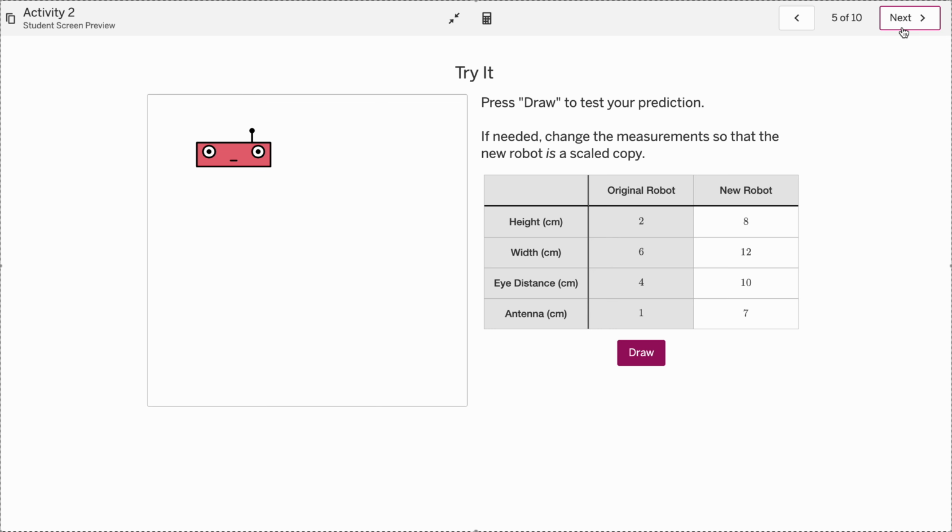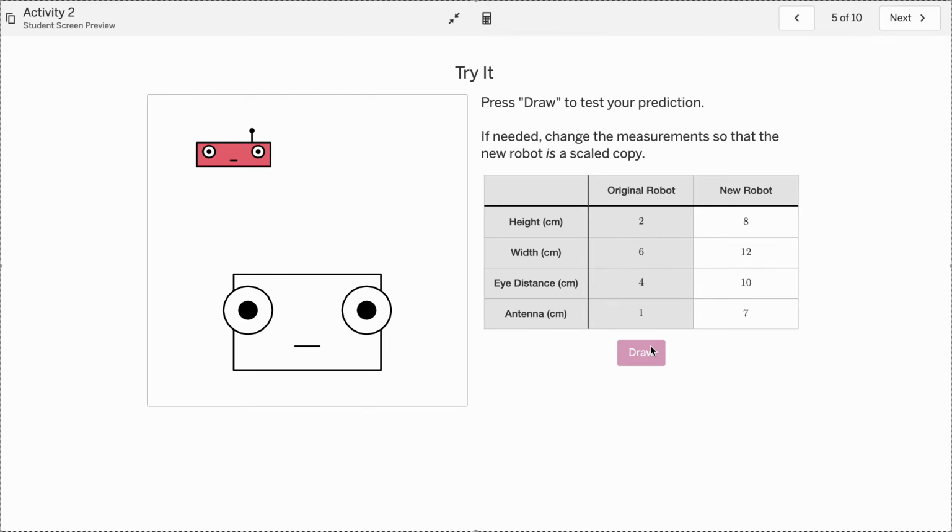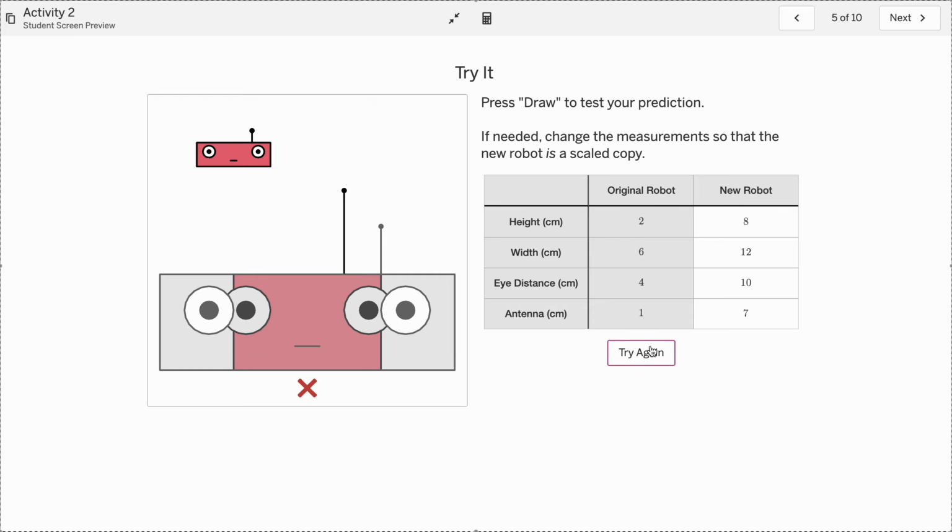Now I want you to try it. Press draw to test your prediction. If needed, change the measurements so that the new robot is a scaled copy. So if I leave my measurements as they are and I press draw, we can now see if they're scaled copies. I can already tell they're not. Yeah. So I can see, okay, they're definitely not scaled copies.